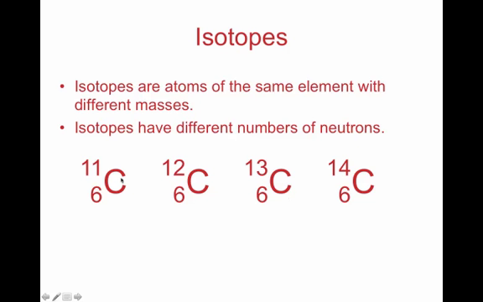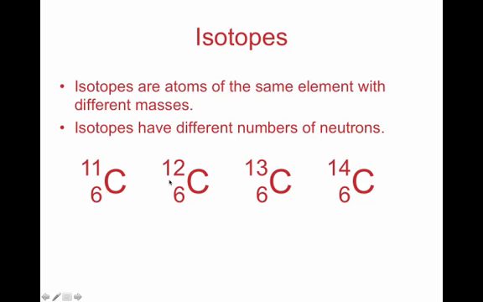So I've got 4 symbols listed on the PowerPoint. They're all carbon. C stands for carbon. The 6 tells us the atomic number. We know that carbon has 6 protons. If it were anything else down in that subscript, it would be a completely different element. The top number tells us the number of protons and the number of neutrons. So in order to determine the number of neutrons, we can simply subtract the number of protons.